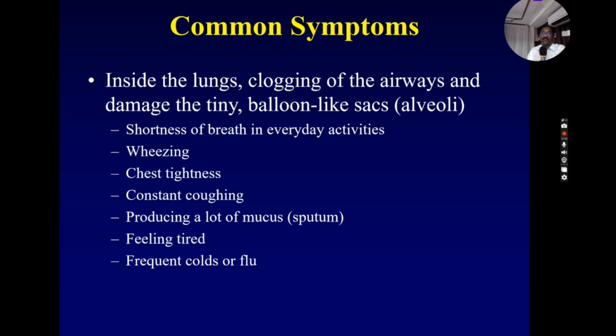Common symptoms here: inside the lungs, there is clogging of the airways and damage to the tiny balloon-like sacs, the alveoli. There is shortness of breath. It's very, very common in this population. It disturbs everyday activities. There is a lot of wheeze, expiratory wheeze, tightness in the chest, constant cough, and cough with sputum production, mostly mucus. And if there is also a secondary infection, the sputum will have a foul smell. Always feeling tired, asthenia, and frequent colds or flu in atopic asthmatics.